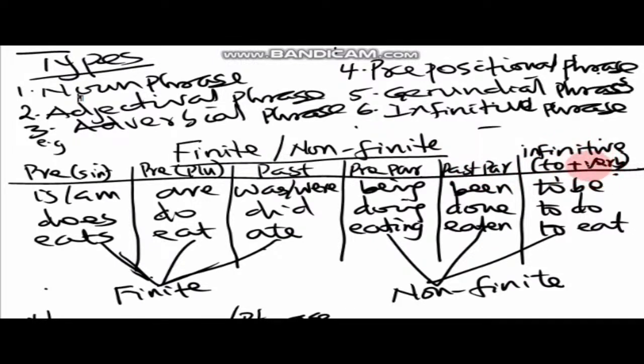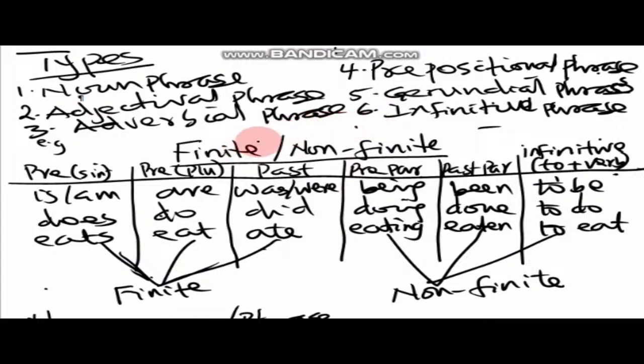But we have been able to do something. We have been able to look at a table that can help us understand what they call finite and non-finite verbs. So there are 3 types of finite verbs. What are they? Present tense singular, present tense plural, and past tense. They are called finite verbs. Then present participle, past participle, and infinitives. How do you form infinitives? Infinitives are formed by to plus verb. To plus verb. So that will give you what?